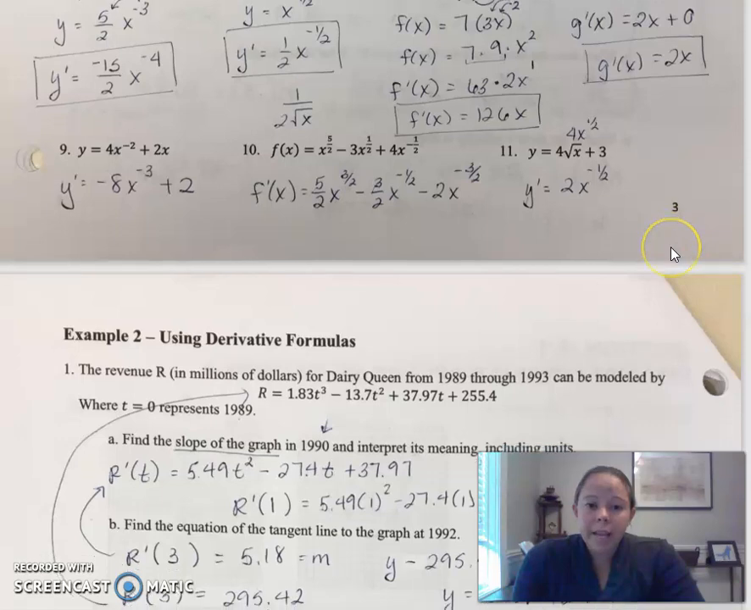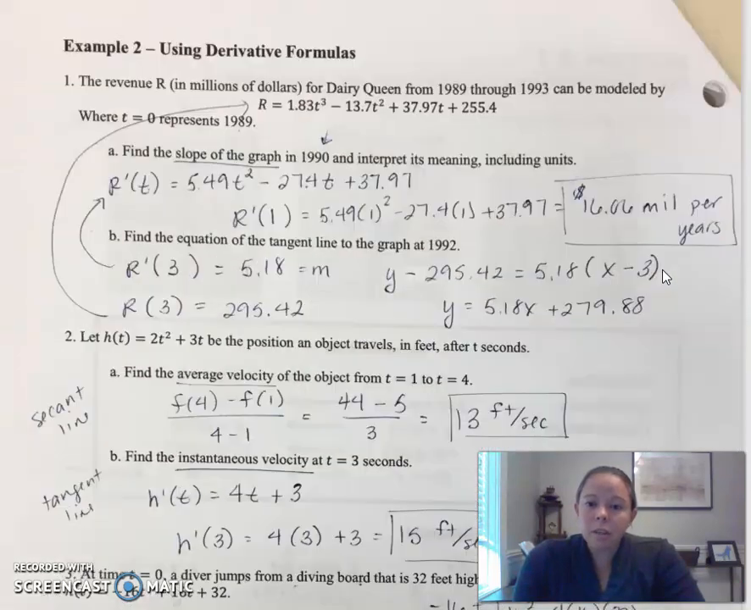Okay, so what would an application type problem look like for these? The revenue in millions of dollars for Dairy Queen from 1989 to 1993 can be modeled by this lovely polynomial function here, where t equals 0 represents 1989. All right, find the slope of the graph in 1990 and interpret its meaning. So this is huge. Find the slope at a specific time.